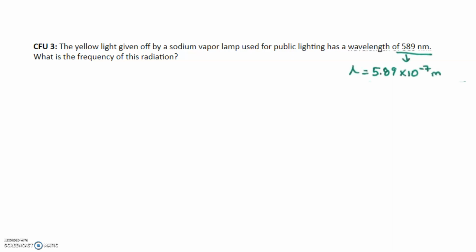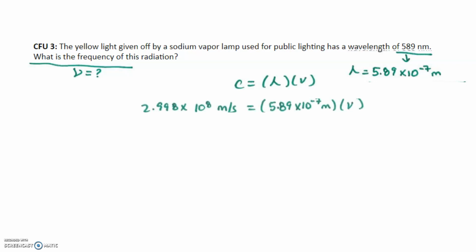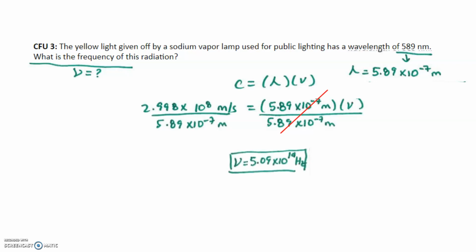So in this problem, they're asking you to calculate the frequency, and they give you the wavelength in nanometers. So the first thing you need to do is convert it to meters, because we're going to plug it into the speed of light equation here. And so wavelength must be in meters. So once we do that, we can go ahead and plug in our speed of light, which is a constant, and our wavelength. And then we just use inverse operations to solve for our unknown, and you get a frequency of 5.09 times 10 to the 14 hertz.